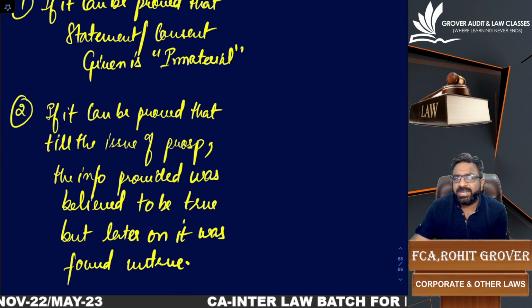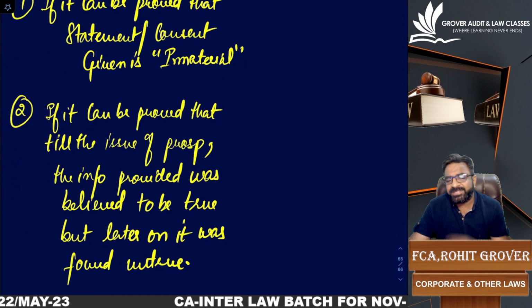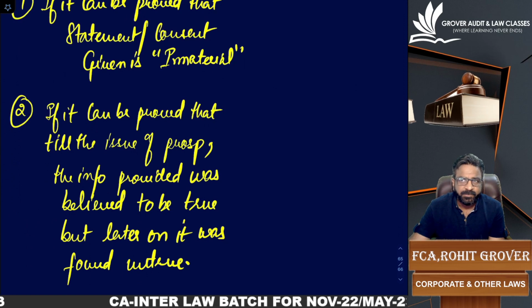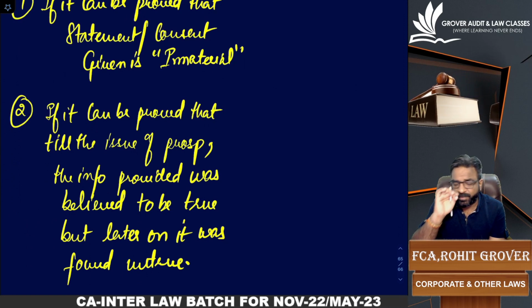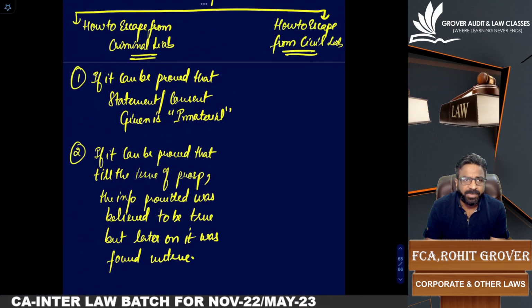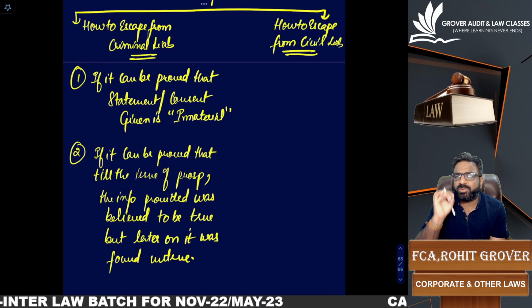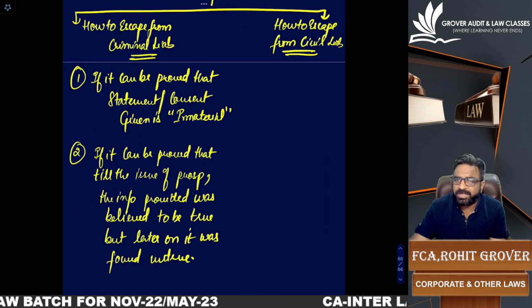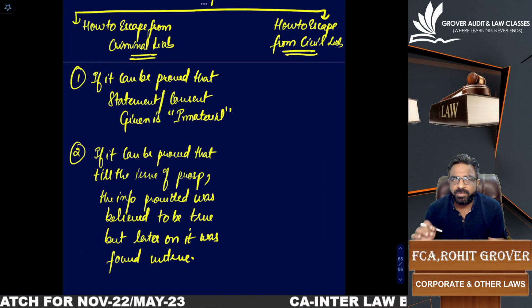So please, it is not my fault. Please give me an escapism from which liability, everyone? From the civil liability. Sorry, from the criminal liability. So if you want to escape from the criminal liability, everyone, these are the two points you have to prove in the court of law. Is it clear to all of you? Yes or no? These are the two points you have to prove in the court of law.